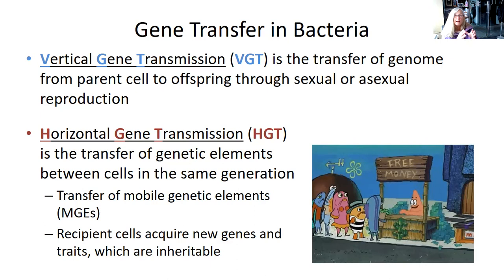So it's the transfer of, and I'm just going to call them genetic elements because they are referred to as mobile genetic elements, or MGEs. Mobile genetic elements are, as you might expect, sequences that can move around within genomes, and they can be transferred to other cells, which can then move them around in their genomes. The recipients of these genes benefit because they acquire new traits, and those traits can be inheritable. So they get traits and then they hand them off to their kids, and their kids and their kids all have these new traits.